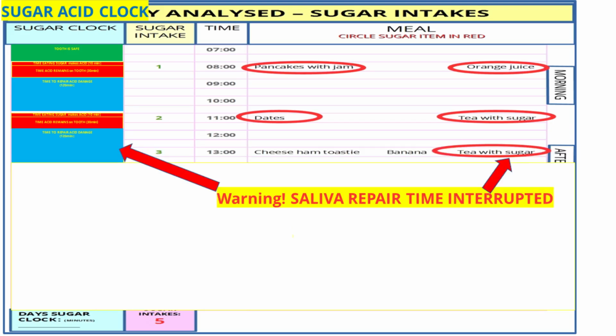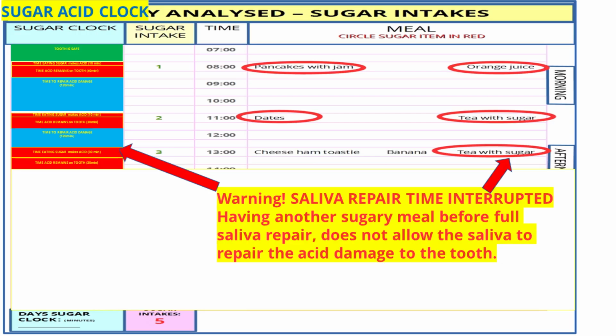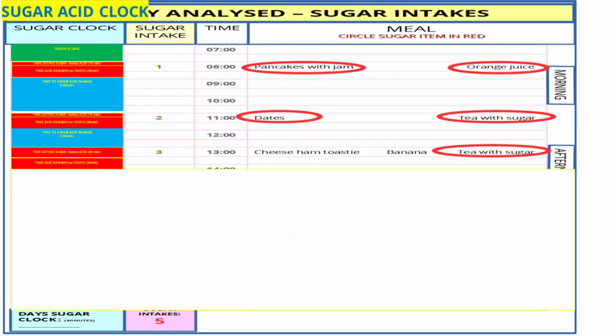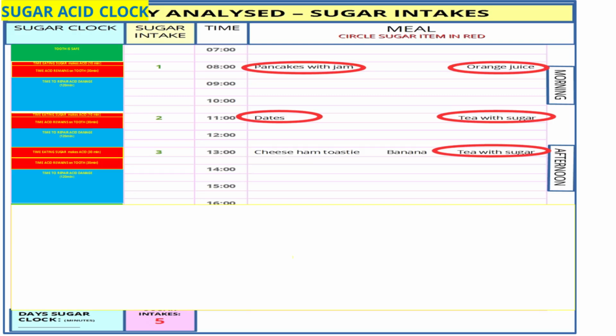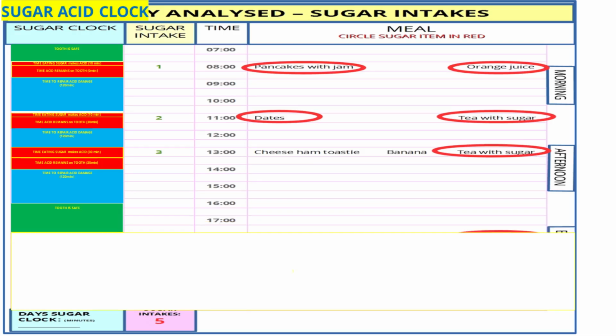But we have tea with sugar at 1 p.m. and this interrupts the saliva repair. So having another sugary meal before full saliva repair of 120 minutes does not allow the saliva to repair the acid damage to the tooth from the previous sugar intake. So the sugar acid clock for this meal is 60 minutes and 120 minutes for saliva repair. So the tooth is safe.